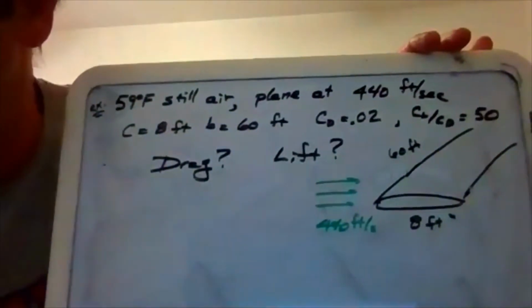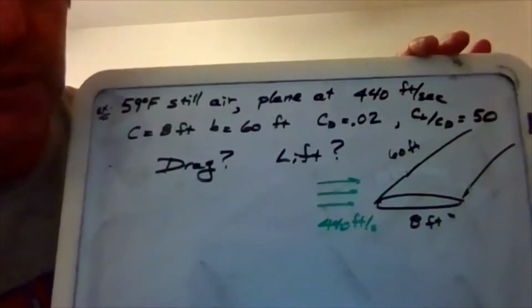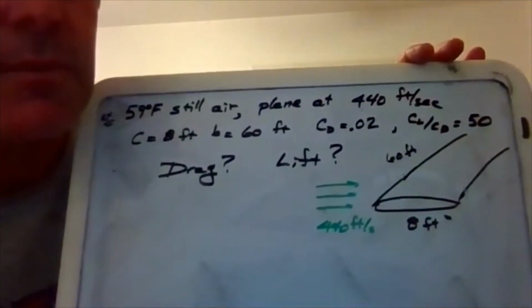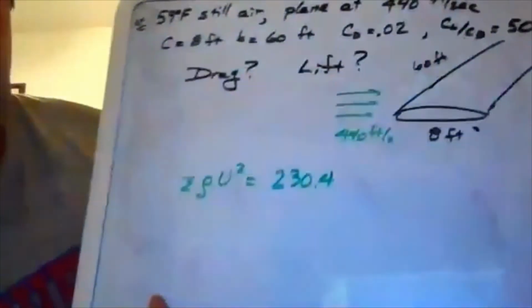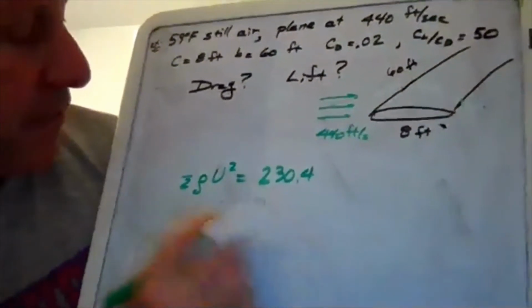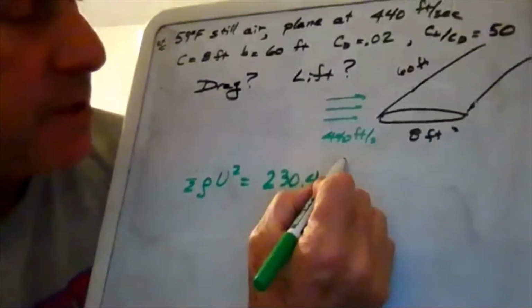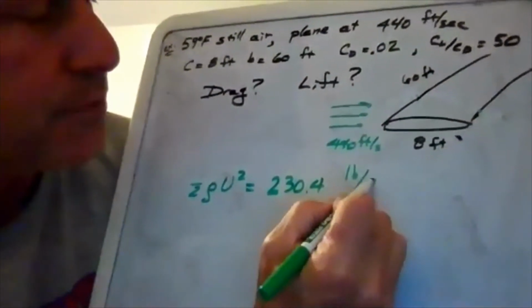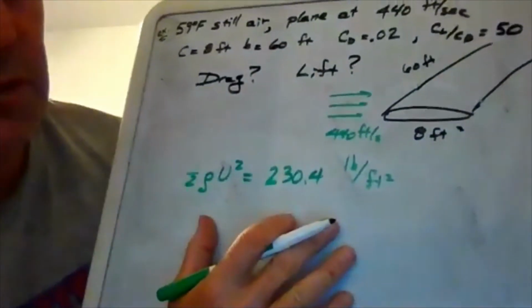You can do this any way you want. One way to approach it is to start by getting the dynamic pressure, and I'm going to do that quickly. Okay, so 230.4 is what cranks out on my calculator. Hopefully you've seen this enough that if this is in slugs per foot cubed and this is in feet per second, that ends up being a pressure in pounds per foot squared. In this case, we don't need to convert it to PSI.